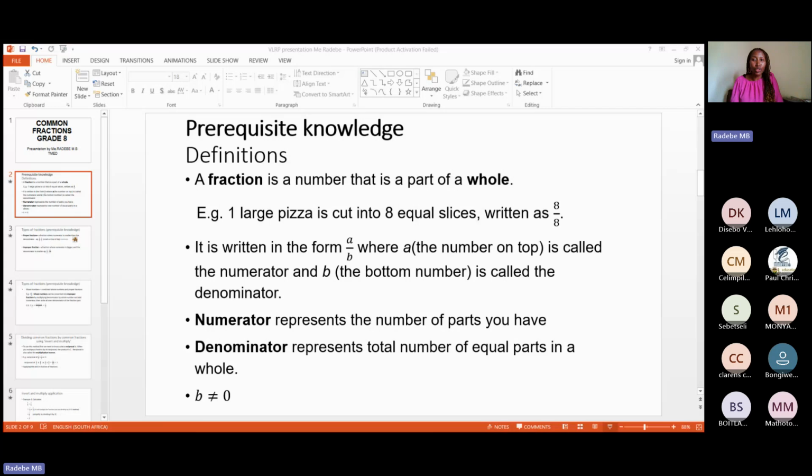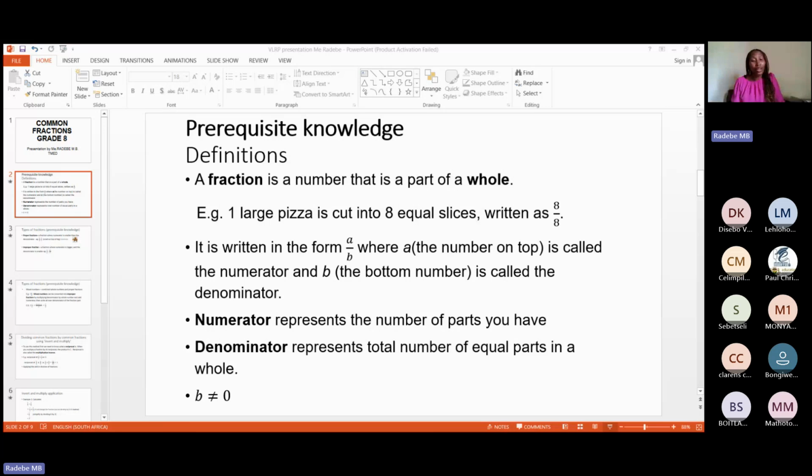Now let's take it to a real life situation. One large pizza is cut into 8 equal slices. If you express this as a fraction, it's 8 out of 8. So it's 8 eighths. It's one full pizza. A fraction is written in the form A out of B, where A, the number on top, is called the numerator, and B, the number at the bottom, is called the denominator.